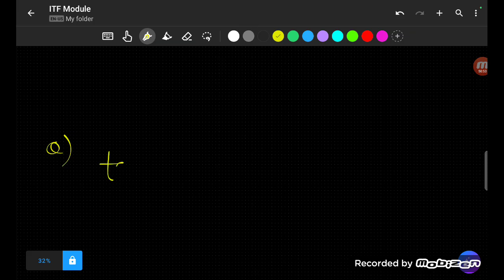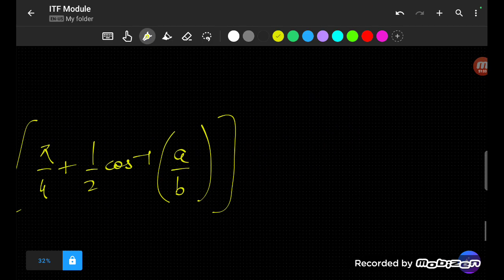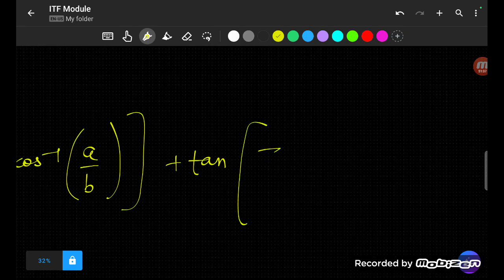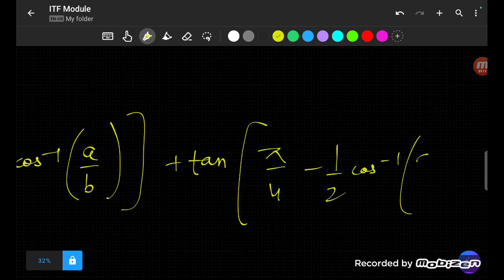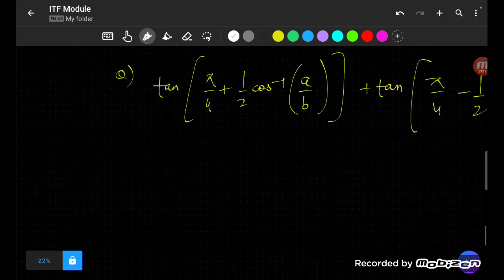What is the question? tan of pi by 4 plus half cos inverse a by b, plus tan of pi by 4 minus half cos inverse a by b. It's definitely more exhaustive than expected.